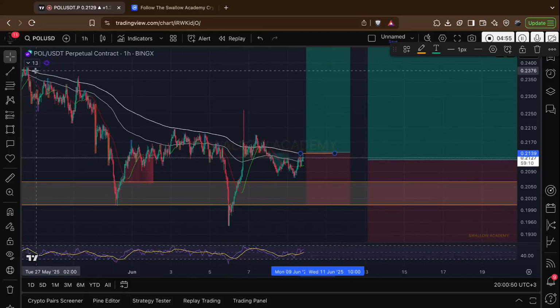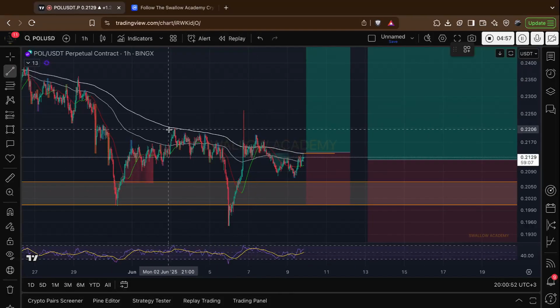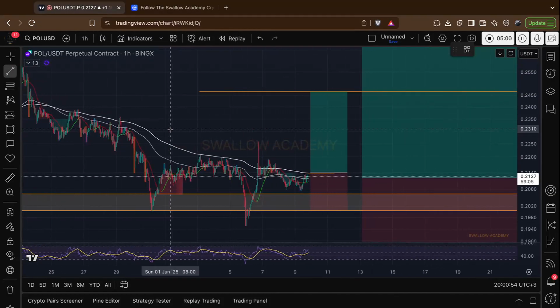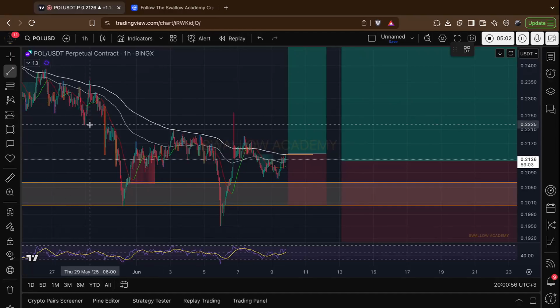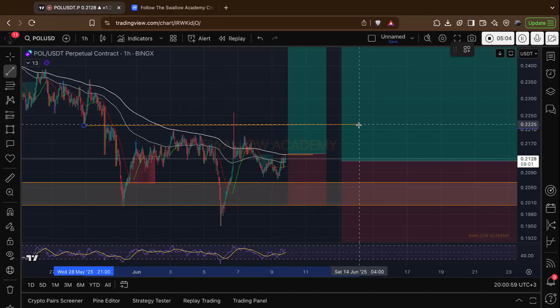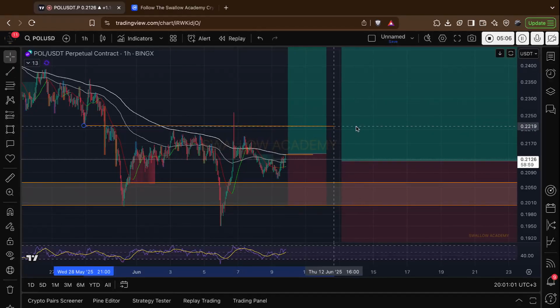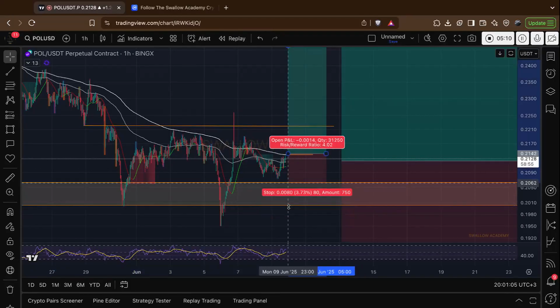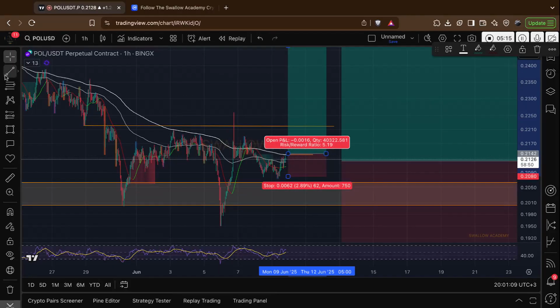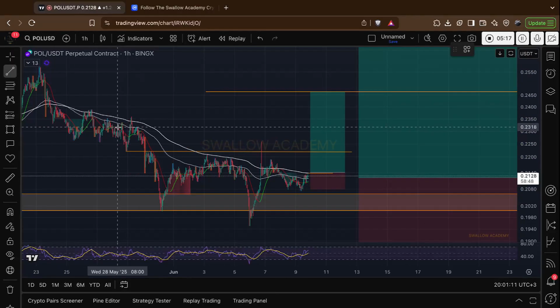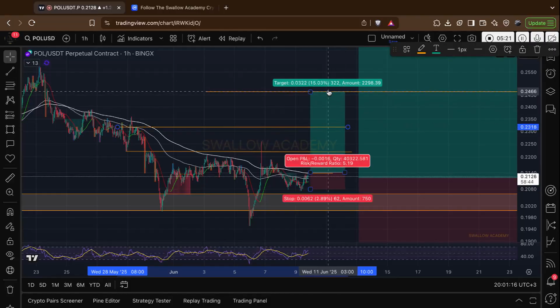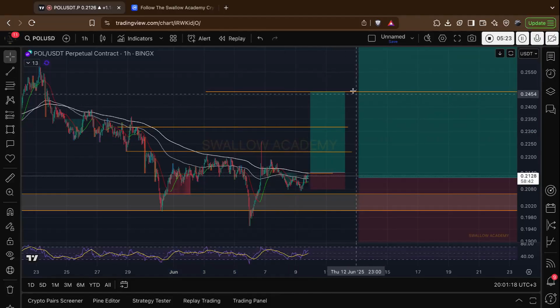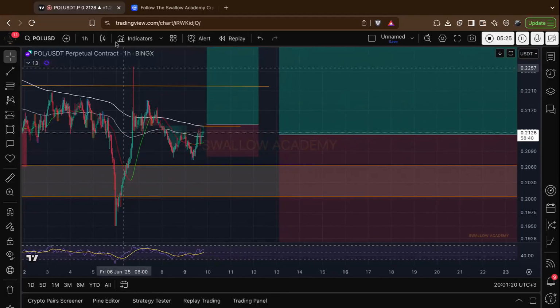First target, let me take a broader look here, would be actually this area here, the zone of liquidity, where we might see some sort of resistance line. Upon reaching this area, we would drag the stop loss here, and the secondary target would be this area here. And of course, the third target would be 25 cents. So multiple ways to go.